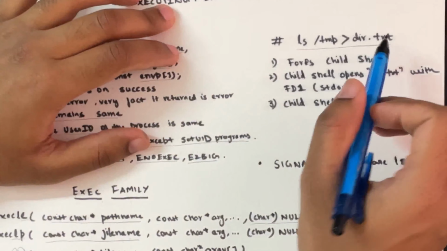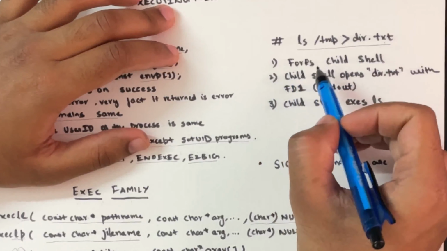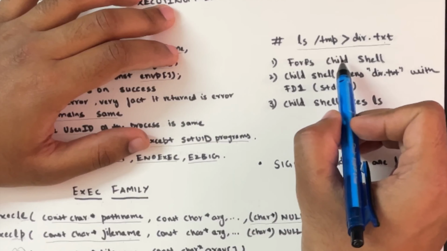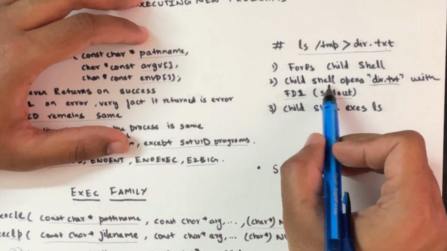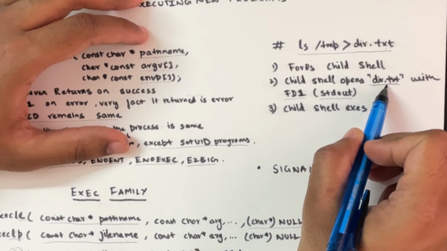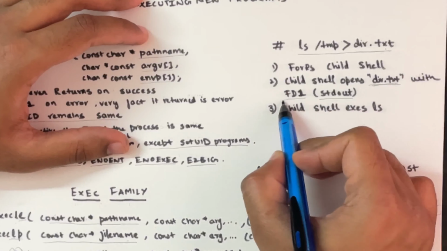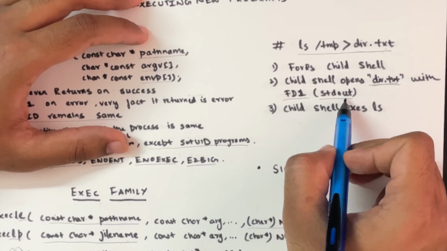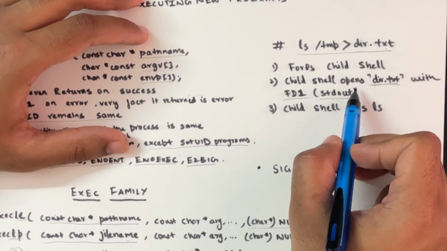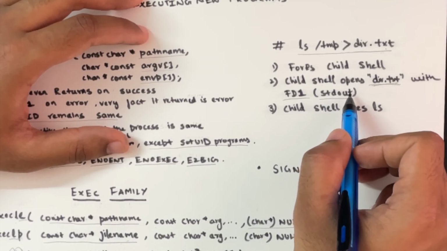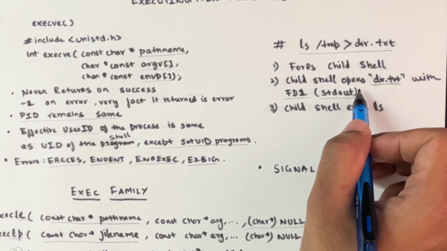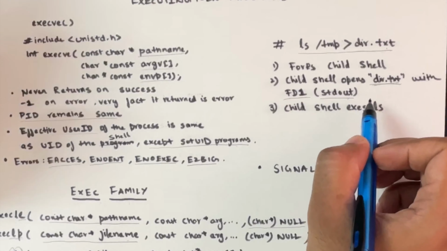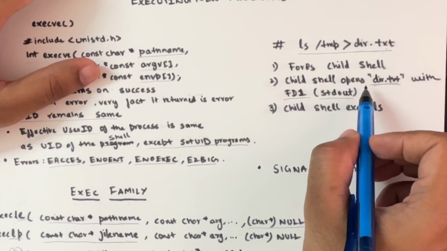The first step that happens when we execute this command is that our current shell would fork a child shell. Child shell will then open a file descriptor to dir.txt with fd1, which is the standard output. There are multiple ways to do that. Whenever a program is run, the standard output is always opened with fd1 and standard in, which is the keyboard, is always opened with fd0. These two file descriptors are available to program as soon as they start.